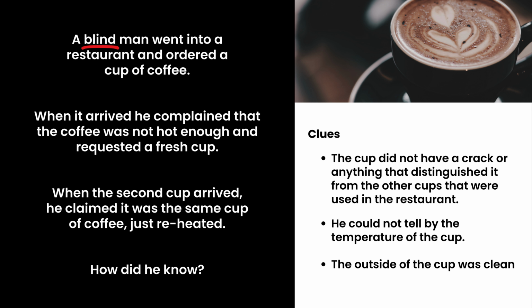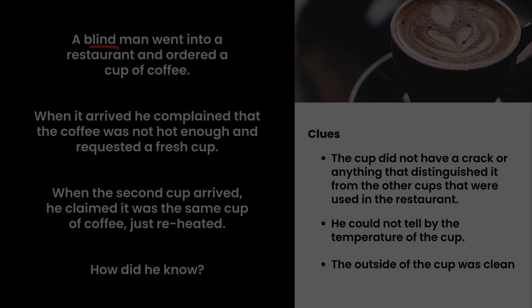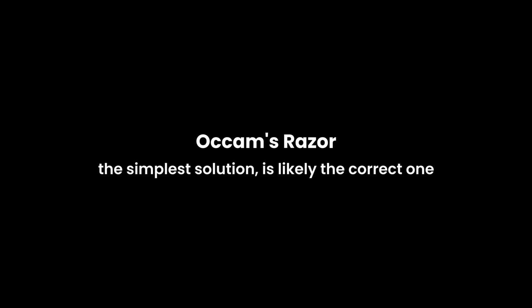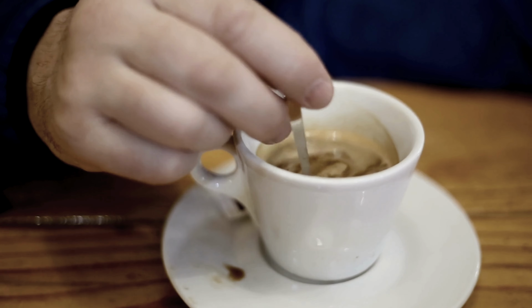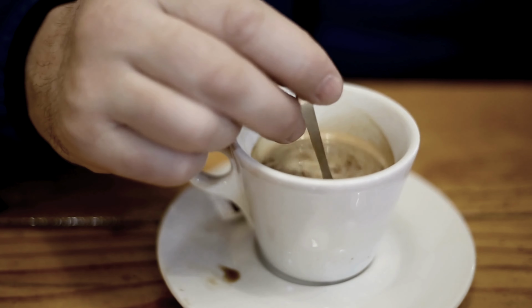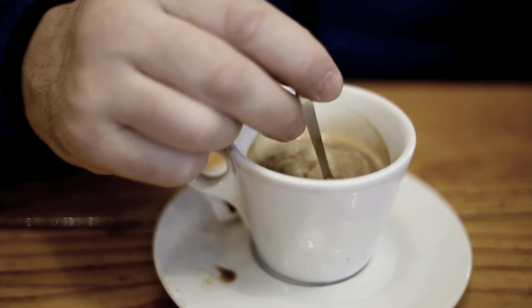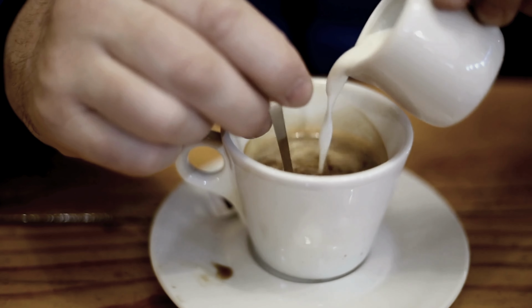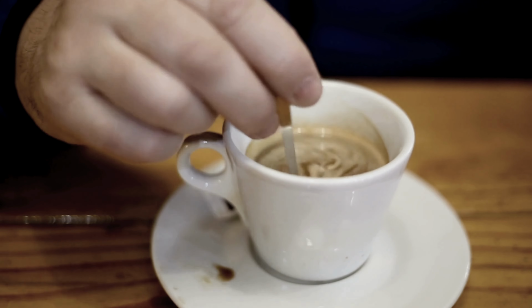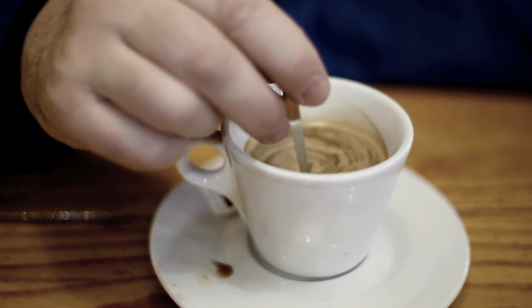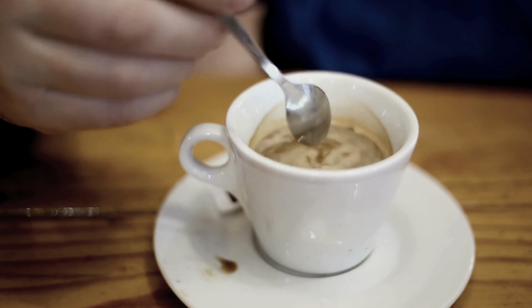The problem with this line of thought is that we're adding complexity, and Occam's razor tells us that the simplest solution is likely the correct one. So we're probably off track when we add complexity in this way. When we're thinking about this scene, this blind man in a restaurant, we may have locked in our minds a single point in time, that being after he has given the cup back for a second time.